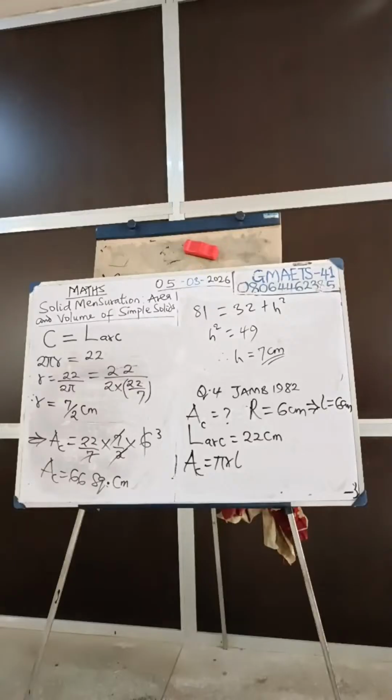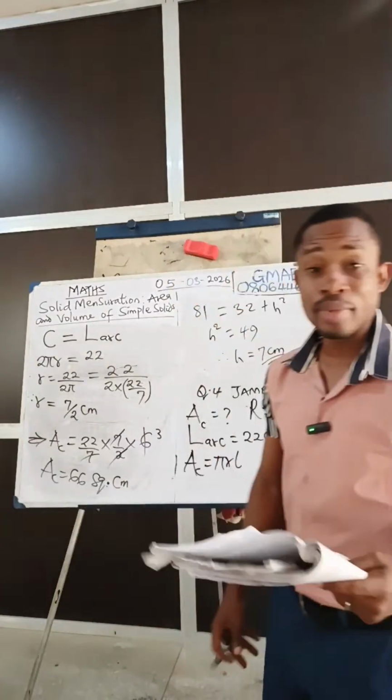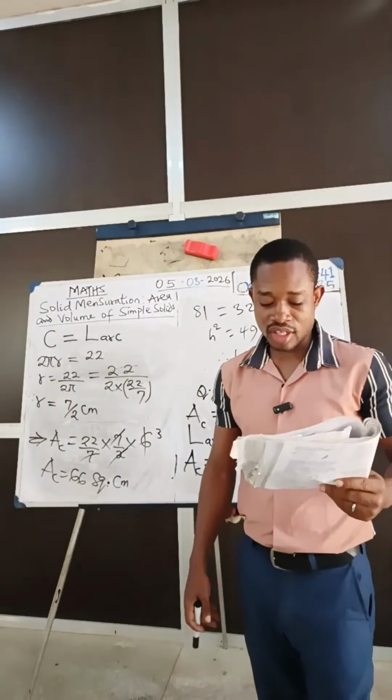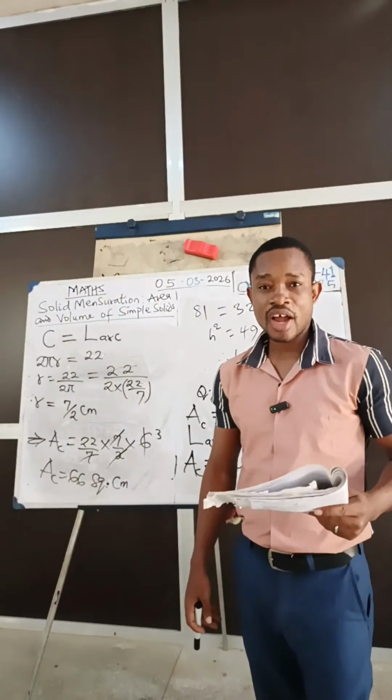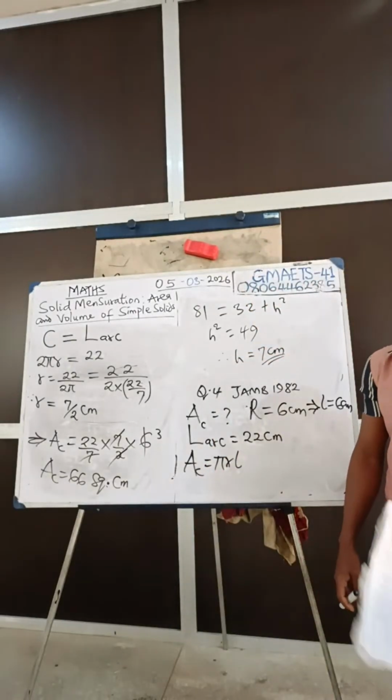A solid hemisphere has radius 7 centimeter. By the way, this question that we just solved, I read out the options earlier, so the answer is 66 square centimeter. A solid hemisphere has radius 7 centimeter. Find the total surface area.